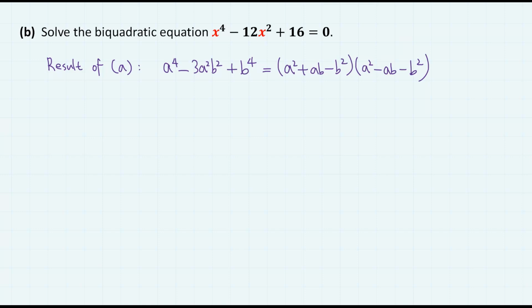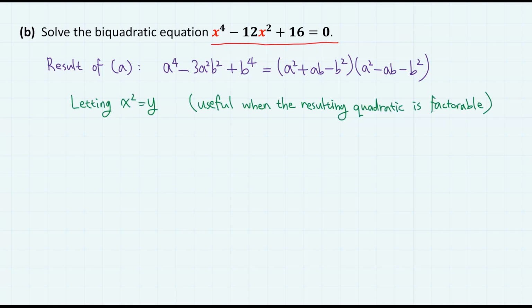Next, problem B, solving this equation. Let me say this first. There is more than one way to solve the biquadratic equation. For example, one equally popular method is to use the substitution x² equals some other variable such as y. This will change the given quartic equation into a quadratic equation of y. This method is particularly useful when the resulting quadratic of y is easily factorable. If that's not the case, like this one for example, we can use the method that I'm about to explain.